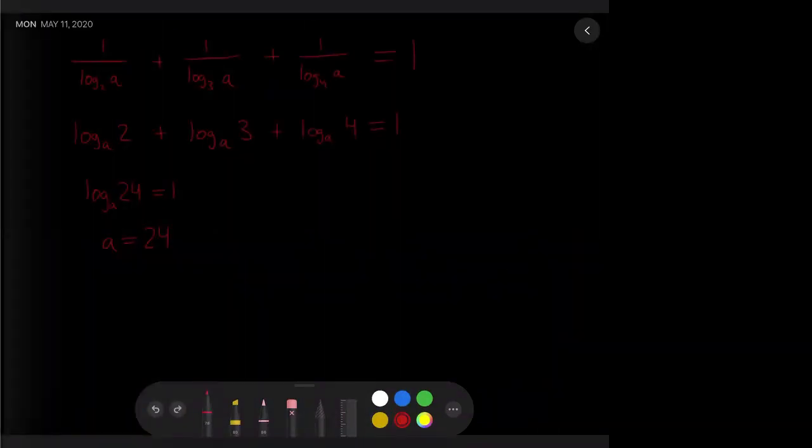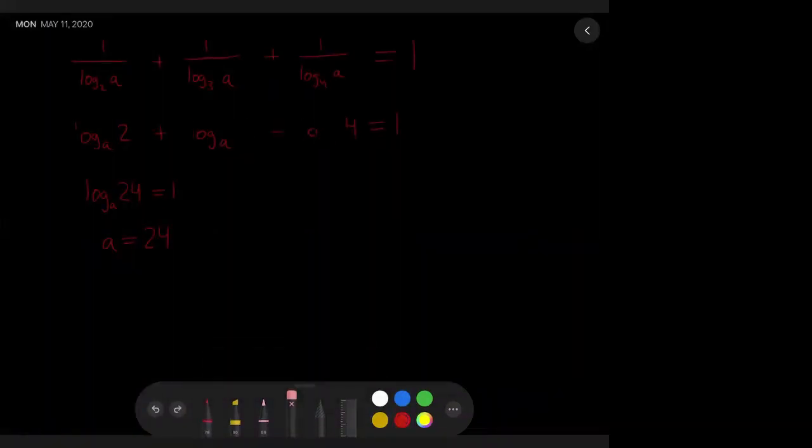Let's look at an example, right? Let's not spoil anything.